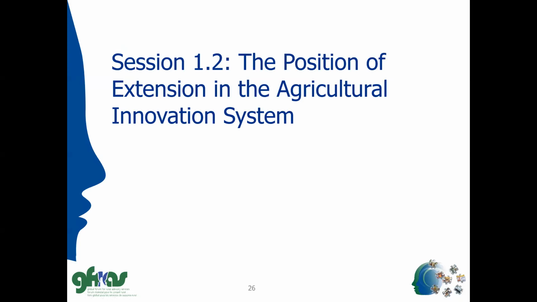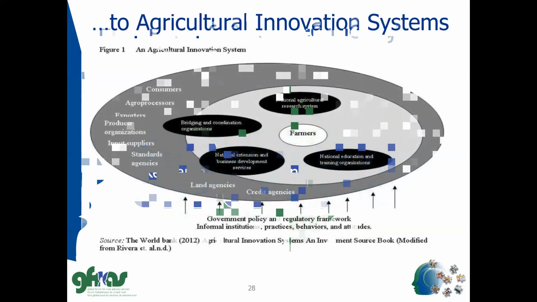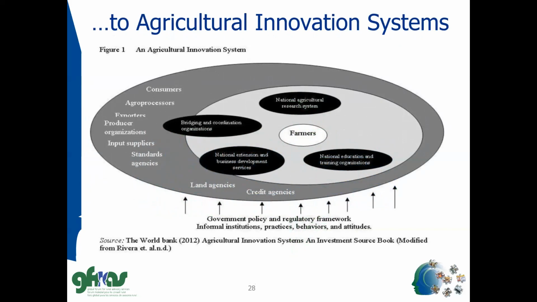So the second session of the first study unit is about the position of extension, also called advisory services, within the agricultural innovation system. So those of you who've been around for a while and those of you who have studied extension understand that we've moved from this very linear and hierarchical sort of transfer of technology approach, where innovations are developed on research stations and transferred to farmers via extension agents, to a much more complex, messy, but yet I think much more realistic agricultural innovation system.